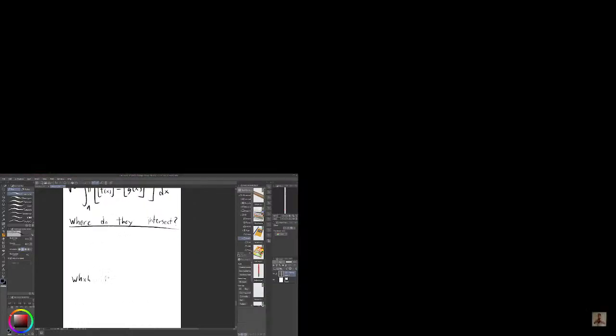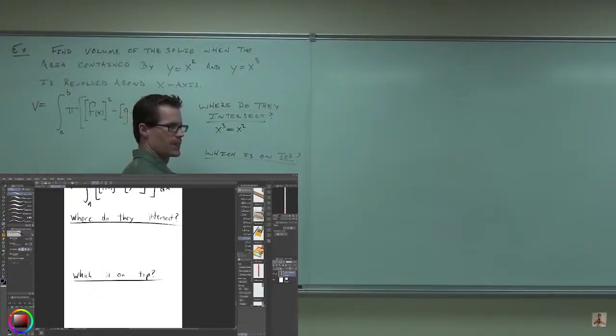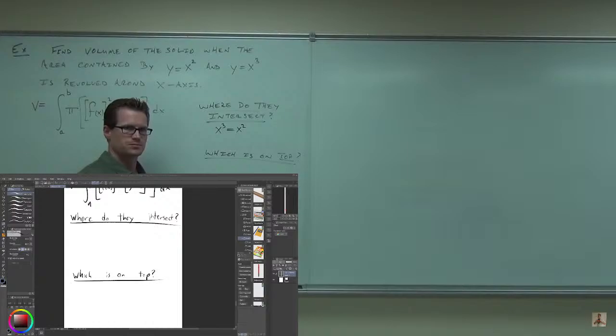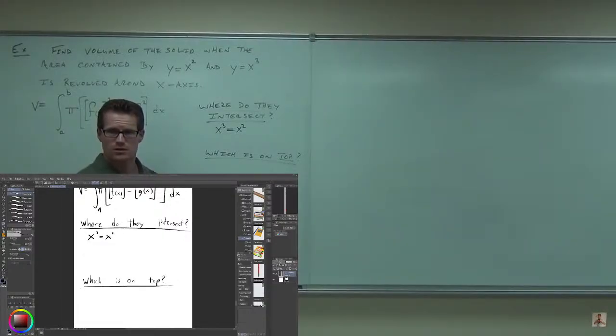Okay, so let's find out where they do intersect. If we set them equal to each other, this is kind of nice because it's already solved for y. Basically, we have y equals x squared and y equals x cubed. Setting them equal to each other gives us x cubed equals x squared. Still okay with that so far? Solving that, well, we get what? What would you do to solve that? Probably because you're going to be using some sort of factoring.